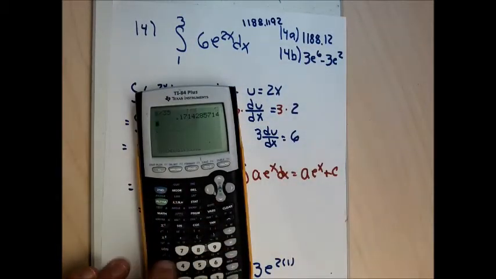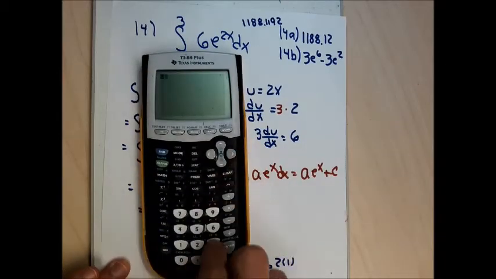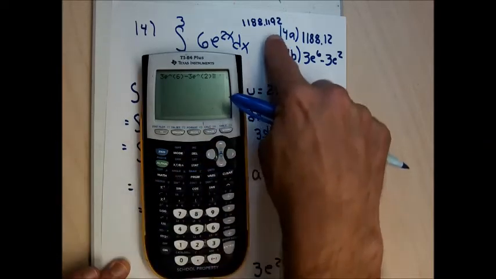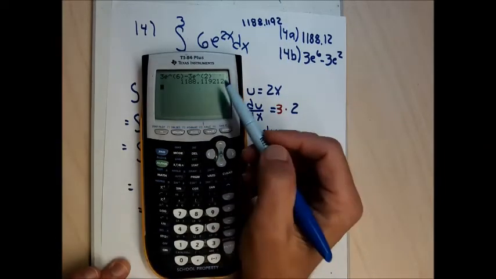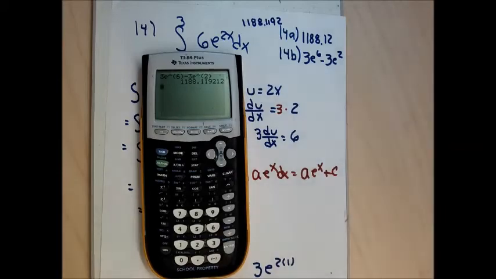So back to my main screen, I'm going to do 3 second ln e to the 6th minus 3 second ln e squared. As long as my answer comes out to that, I feel good about my work. And it comes out perfectly. It has a few more decimals, and that's completely fine.